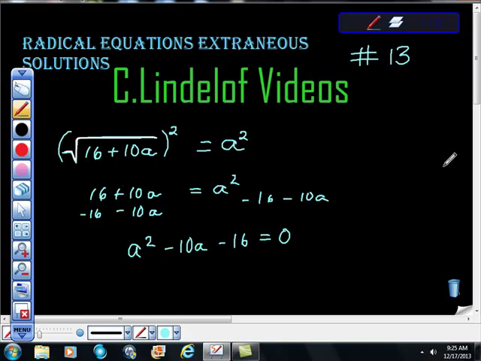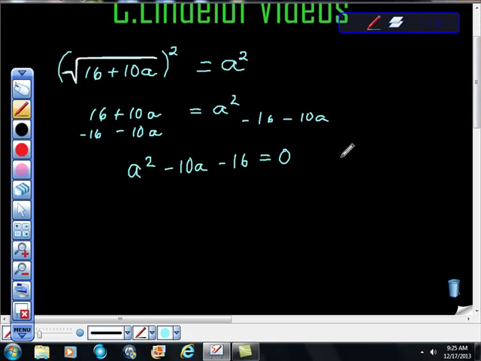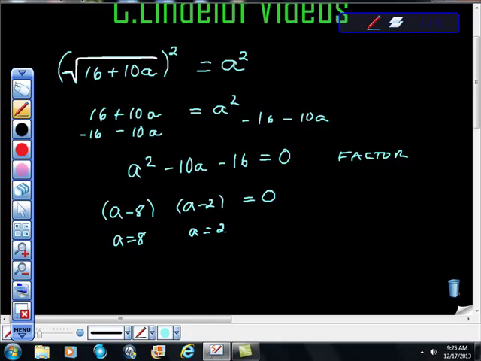From here, it actually gets pretty easy, because what we're going to do is factor this right now. We're going to factor this thing out into two binomials. We're going to factor it, so we get a minus 8 times a minus 2, right, is equal to 0. And then what we do is we set each one of these factors to 0, and when we do, we get a is equal to 8, and a is equal to 2.